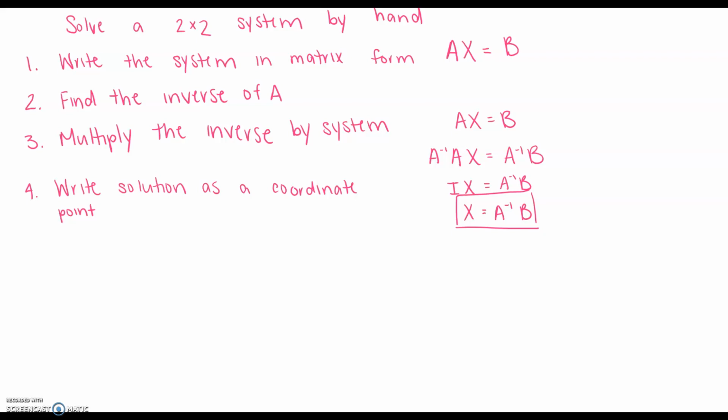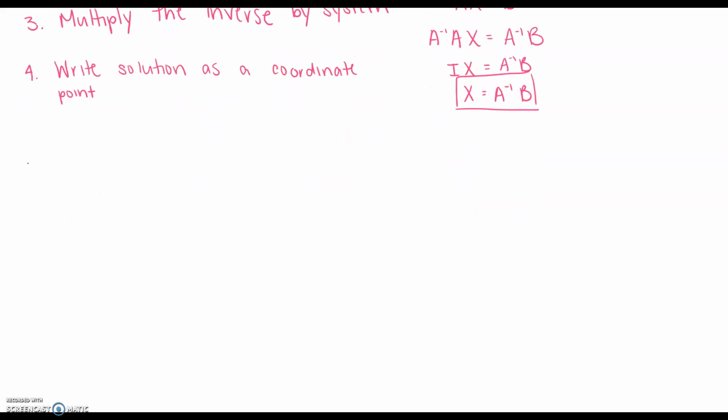So our example. Using matrices, solve the following system. 6x plus y equals -8 and -4x minus 5y equals -12. So the very first thing we want to do is write out our matrix in the form AX equals B, and I would like you to label that.